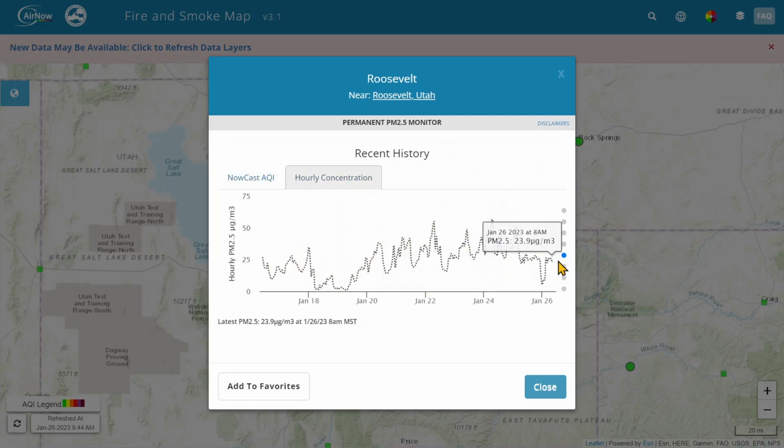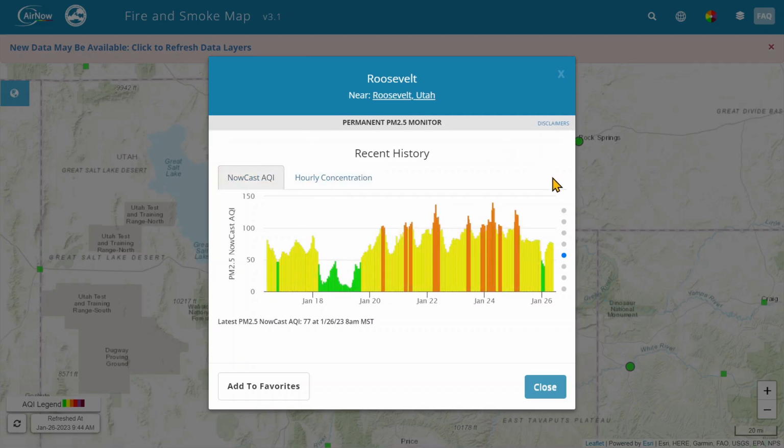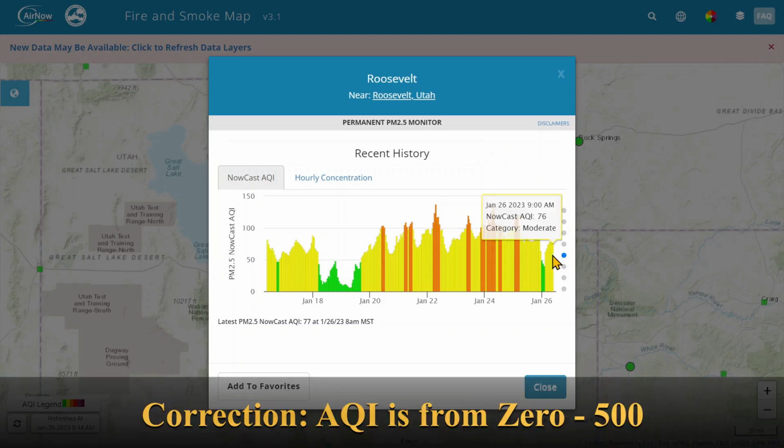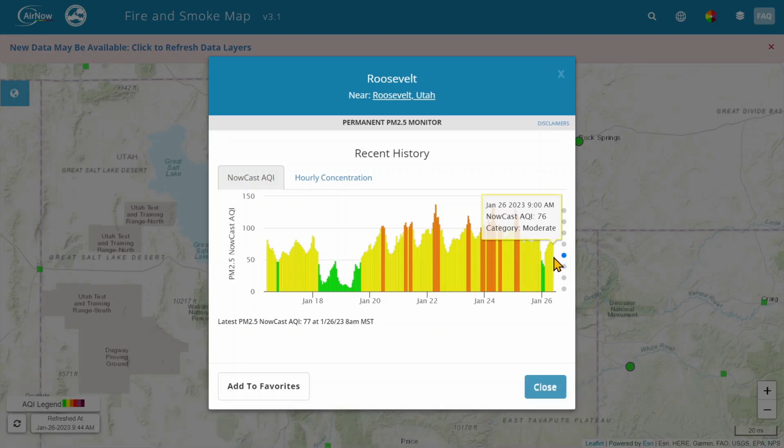This hourly concentration is going to show you just the raw numbers in micrograms. So remember, that's just the scientific units of 23 micrograms per cubic meter. AQI is a scale that goes from 0 to 100, and it can be applied for pollutants other than PM 2.5, but again, on this fire and smoke map, it is just using the PM 2.5 numbers.